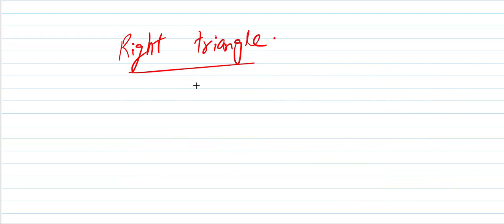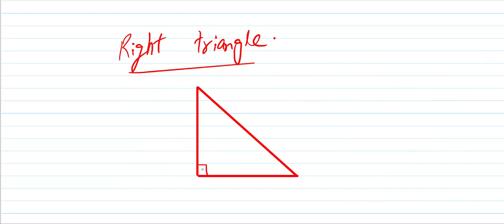Let's say you have a right triangle. In a right triangle, the 90-degree angle is the right angle. So we give names to the sides. The side that is opposite the right angle, the 90-degree angle, we call the hypotenuse. Shortly, I just write HYP for that one, hypotenuse. Okay?